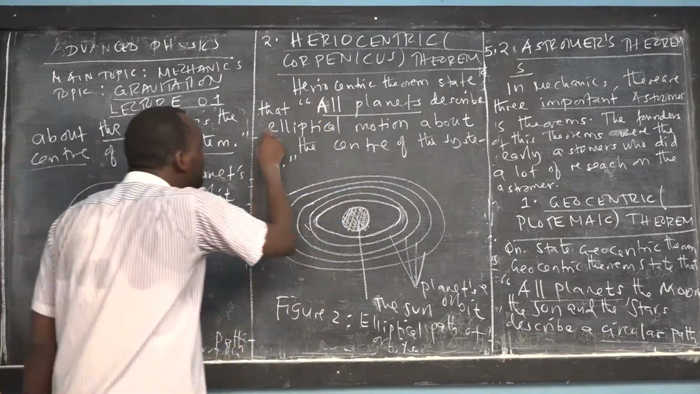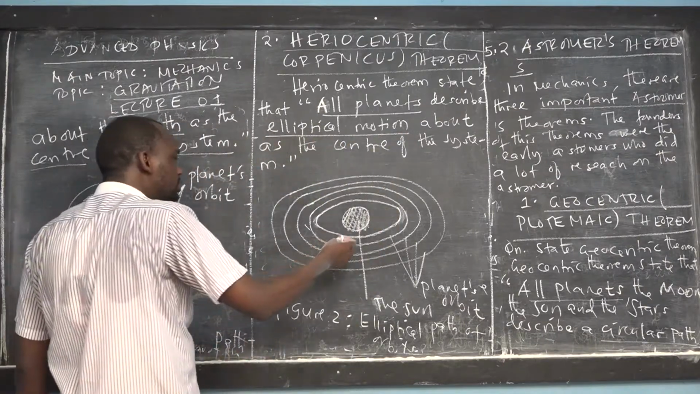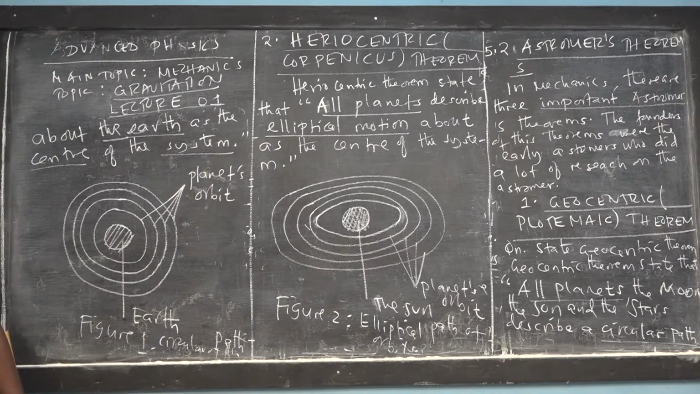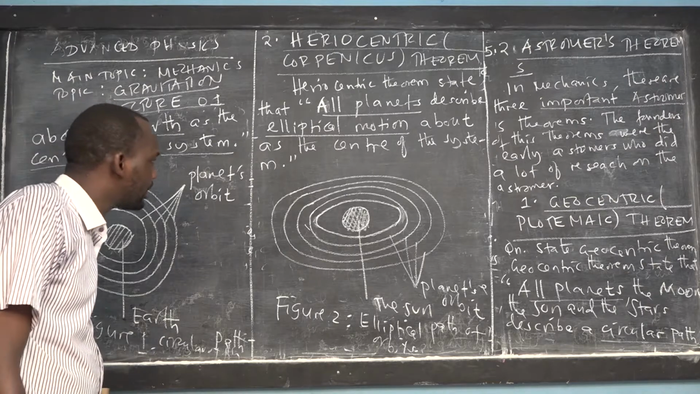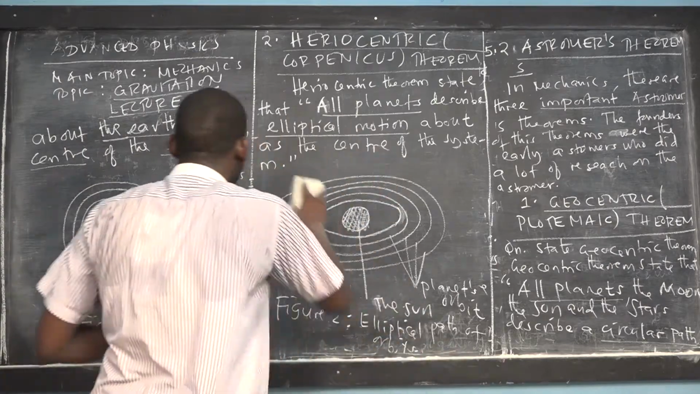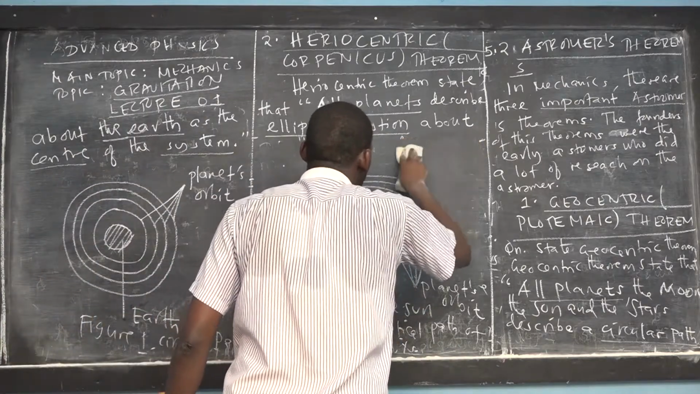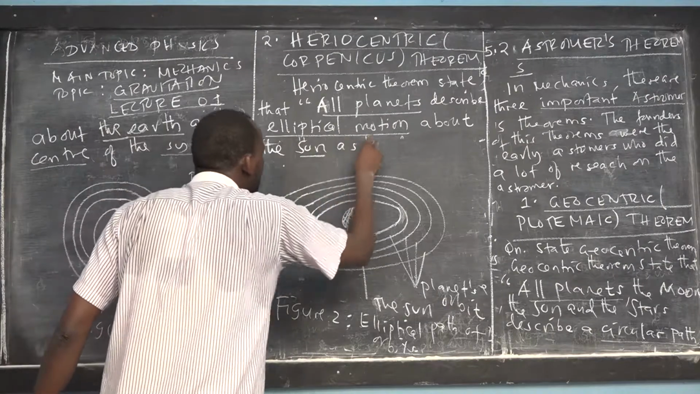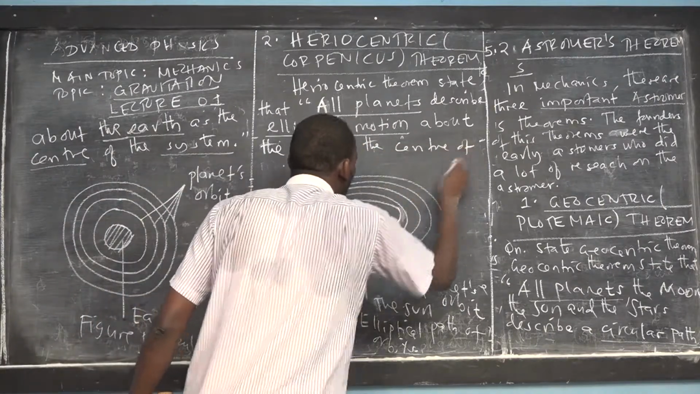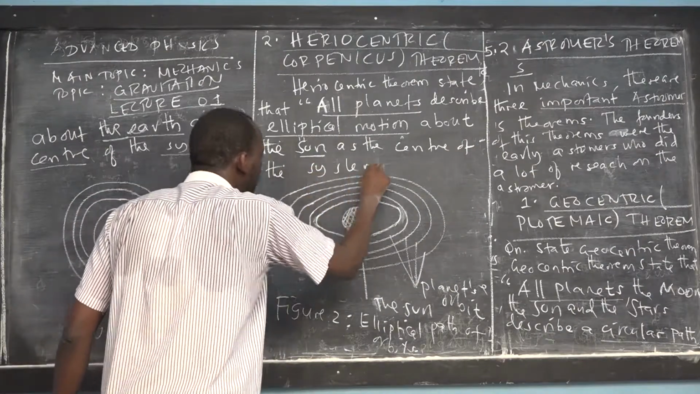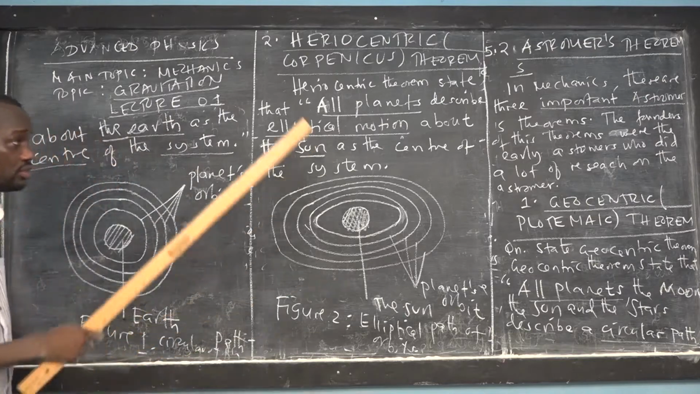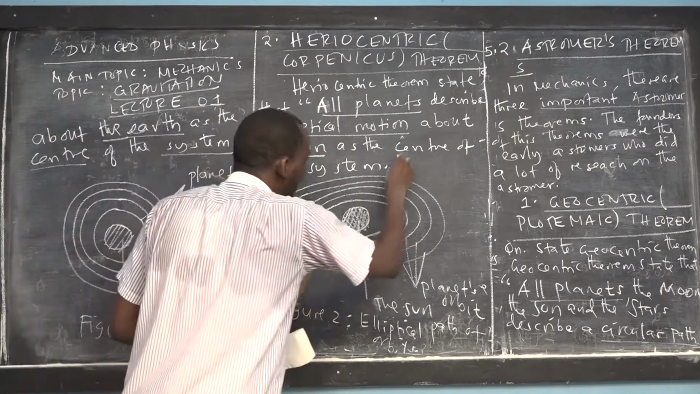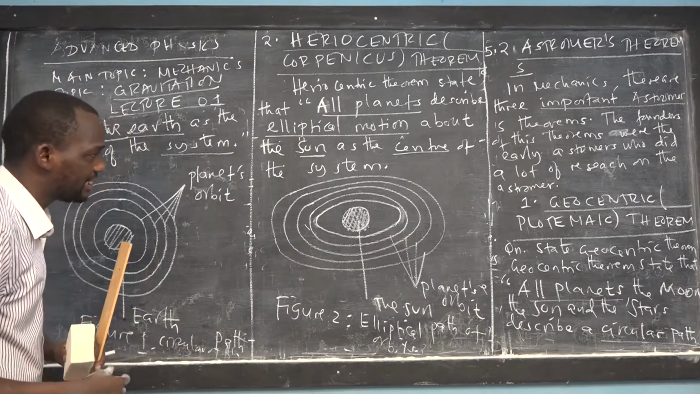All planets describe elliptical motion about the sun as a center. Very good. About the sun, got that keyword, very important. About the sun as the center of the system. So all planets describe elliptical motion about the sun as the center, not the Earth at the center. The Earth is a planet also.